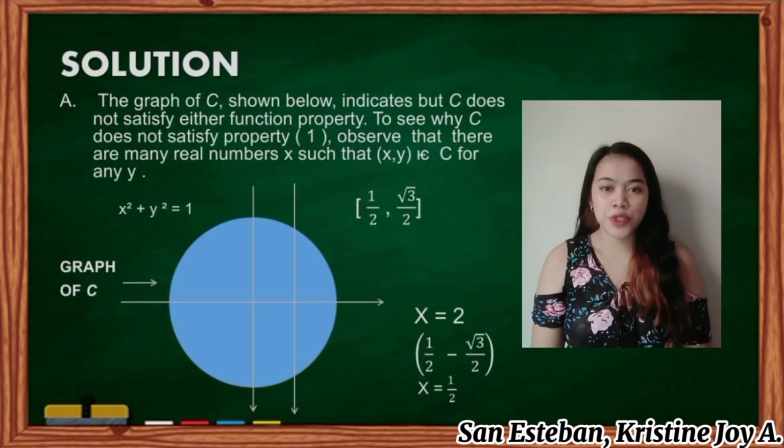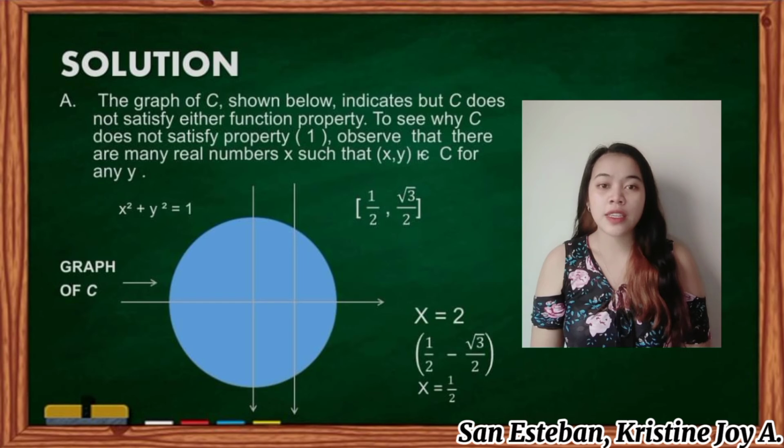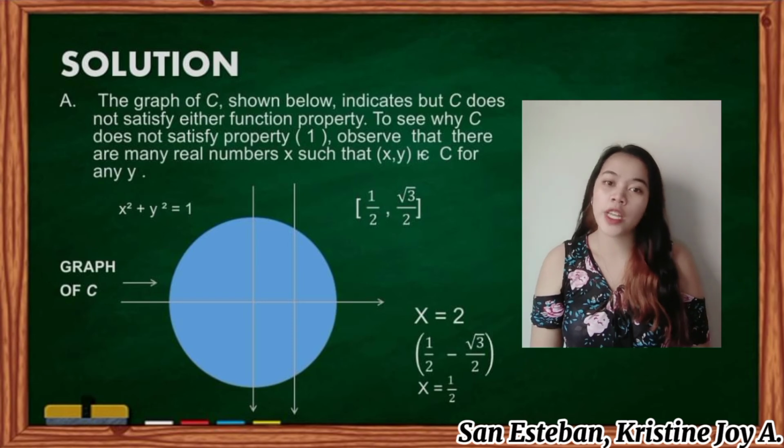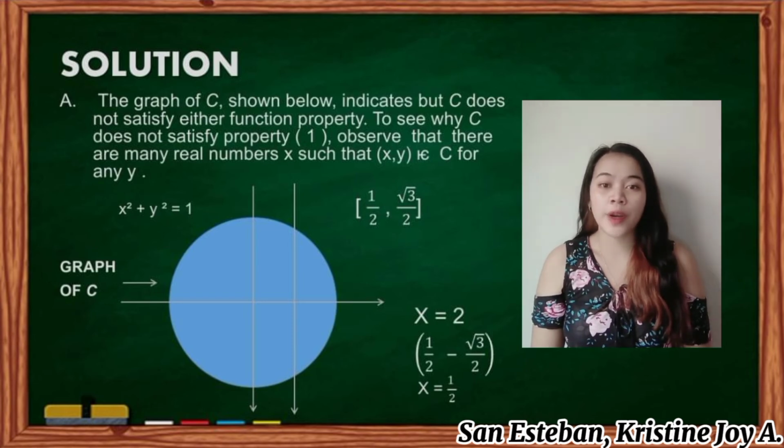This is the solution. A. The graph of C shown below indicates that C does not satisfy either function property. To see why C does not satisfy property 1, observe that there are many real numbers x such that x and y are not an element of C for any y.